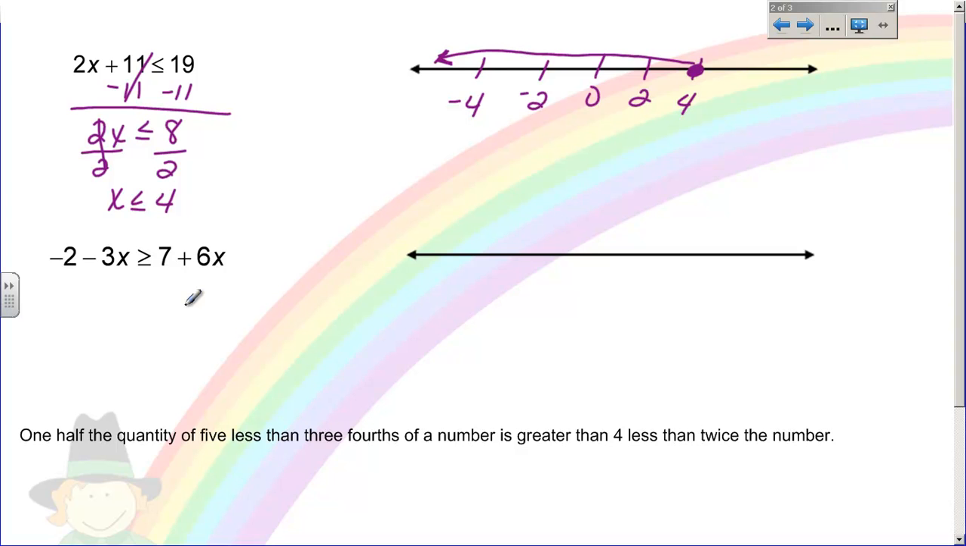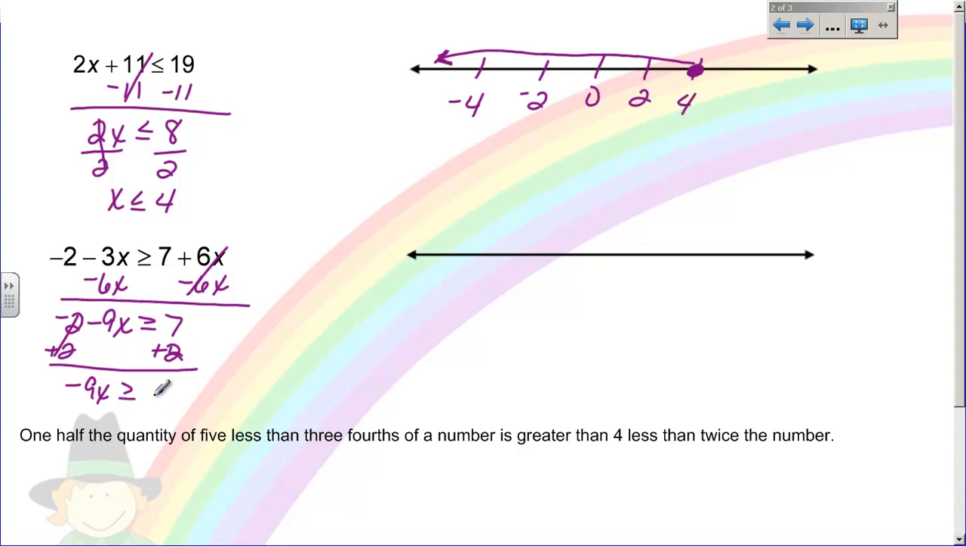The second problem here, you've got variables on both sides. You've got negative 3x over here and 6x over here. But as I have stated before, when I solve an inequality, I like my variables on the left. So that's what I'm going to do. I'm going to cancel out the variable that's on the right so that I can have variables on the left all by themselves. So I'm going to subtract 6x. So I end up with negative 2 minus 9x is greater than or equal to 7. Then I will add 2. So I have negative 9x is greater than or equal to 9.